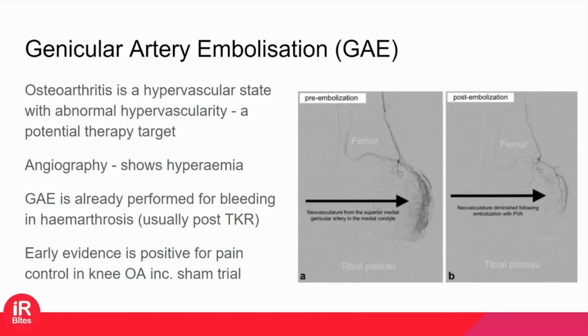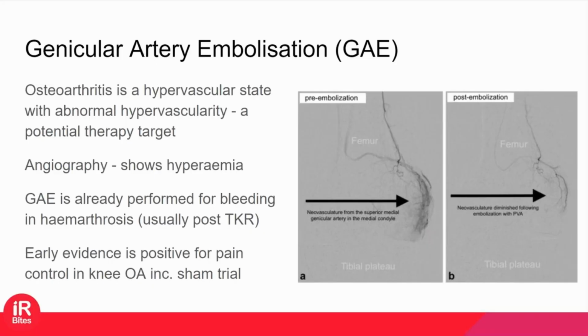So on this image there, you can see on the left-hand image, the normal vessels are just straight lines, but you can see the smudged appearance on the kind of lateral aspect of the knee. That's all neovascularization, and that's not normal. Normal joints shouldn't do that. So that's kind of the pathological correlate of osteoarthritis.